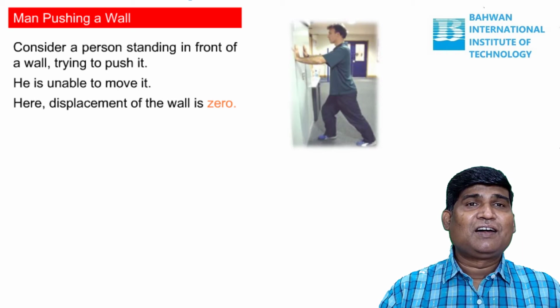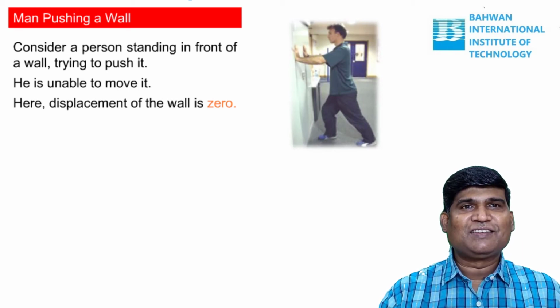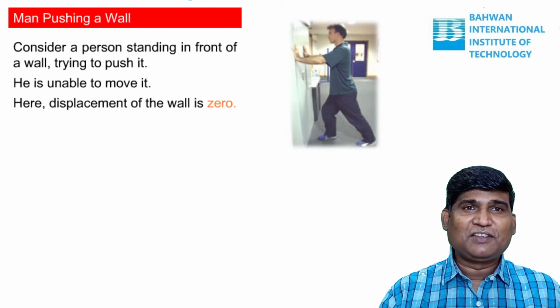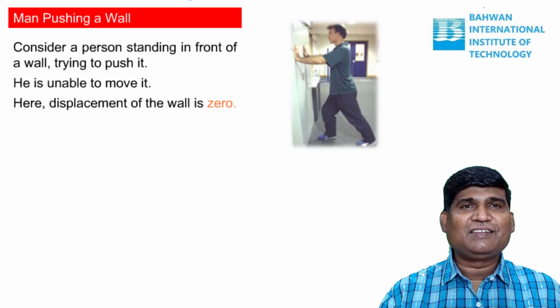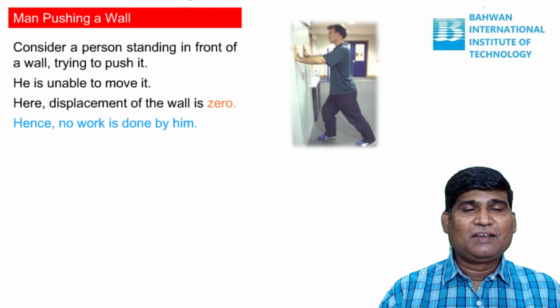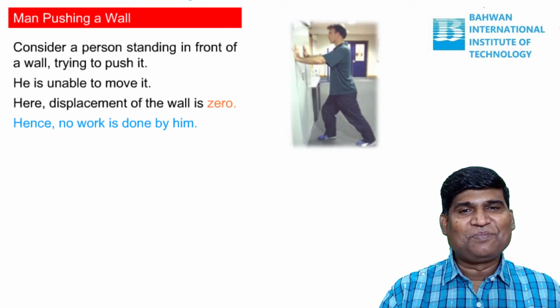What is the displacement of the wall? Displacement of the wall is zero. He has applied force, no doubt, but the displacement is zero. That's why we can say that work done by his force on the wall is zero. Why? Because there is no displacement even though force is applied on the wall, right? So we can say that no work is done by him.